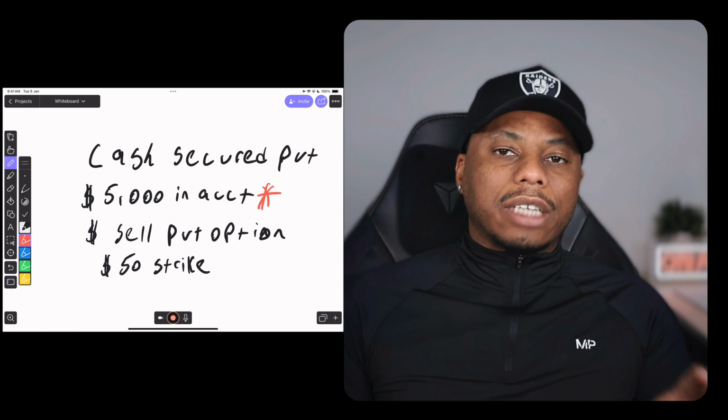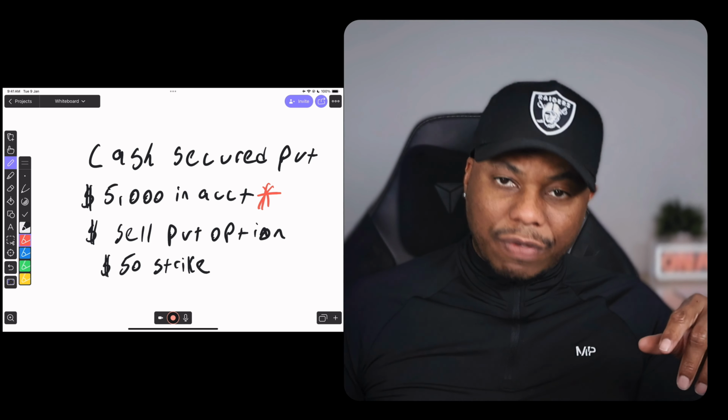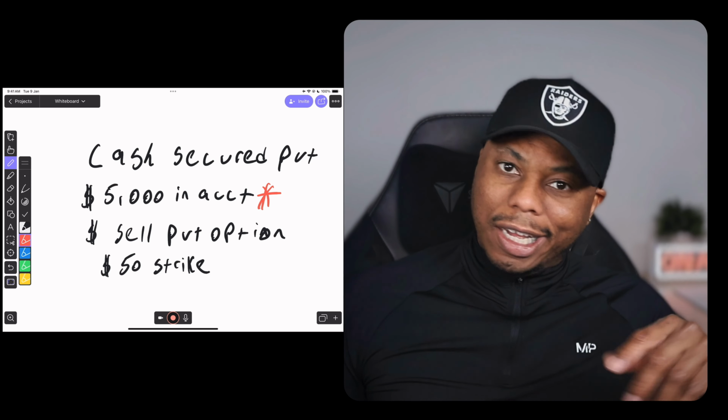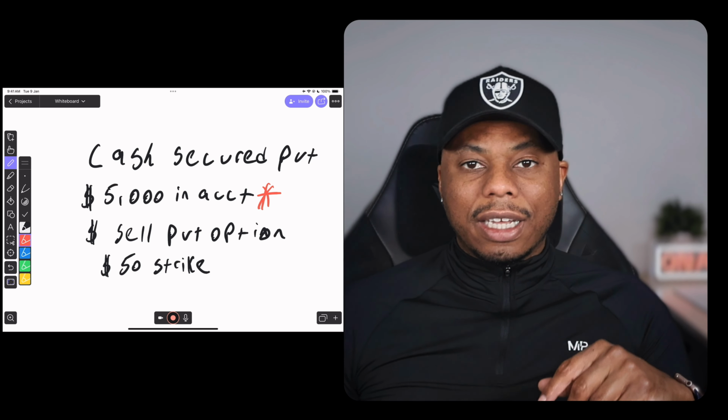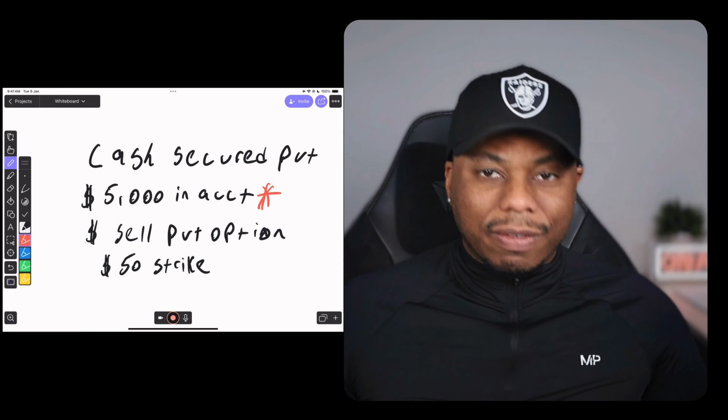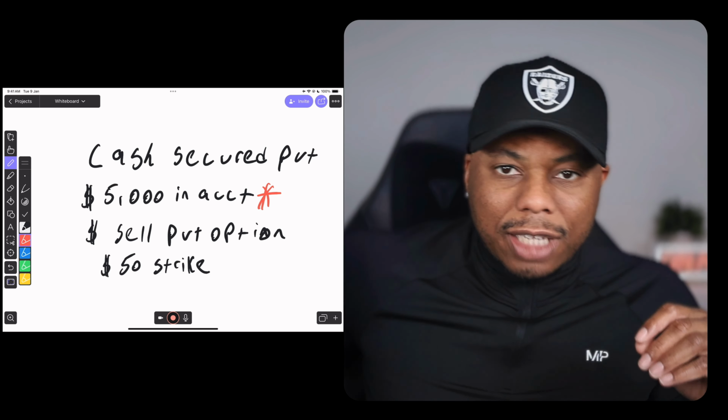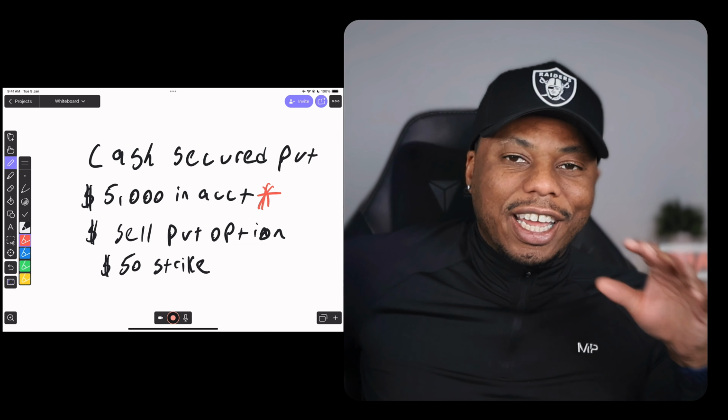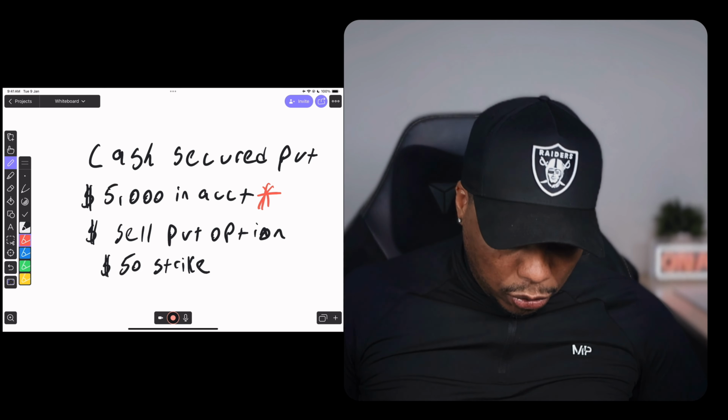And since it is a cash secured put, I have at least $5,000 in my account to cover it if I'm forced to buy it. And if I'm right, I just keep their money. This feels so much like Monopoly. That's why I love it so much in the game. But I like to show these examples to break it down.